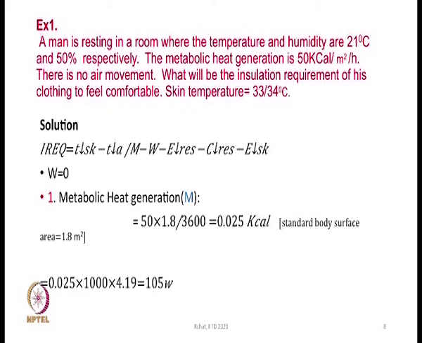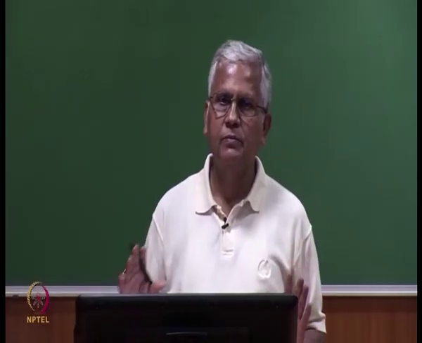So, the whole body is going to generate 105 watt of heat. If he is not doing any work, this much heat will be generated by the person.